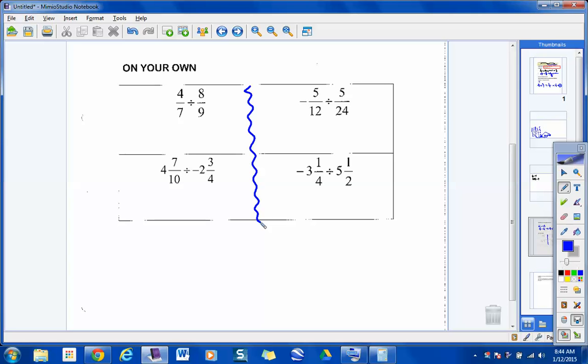Simplify it. Here we go. Number 1. 36 over 56. 1 and 1/8. Everyone answer. Which person has the answer for number 1 on your own? 1/8. That is C.